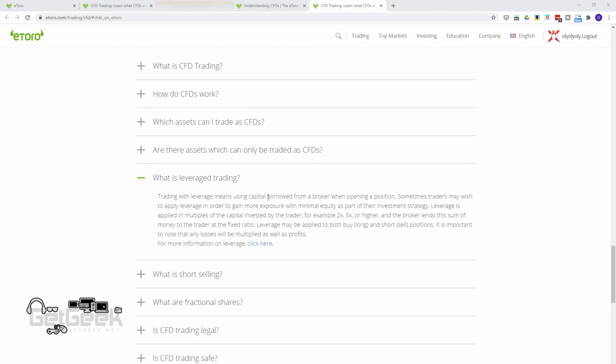So if we have a look here on the Etoro page, we can see what is leverage trading. Trading with leverage means using capital borrowed from a broker when opening a position. Sometimes traders may wish to apply leverage in order to gain more exposure with minimal equity as part of their investment strategy. Leverage is applied in multiples of the capital invested by the trader, for example 2x, 5x or higher, and the broker lends this sum of money to the trader at the fixed ratio. So while this is a good opportunity to potentially make more money, it's also a double-edged sword in that you can also lose more money as well. So this is why leverage is dangerous.